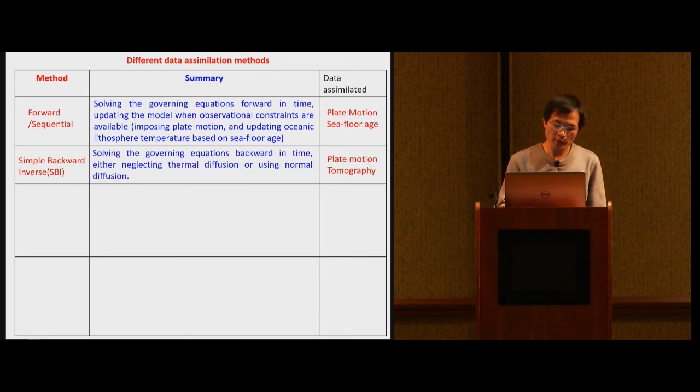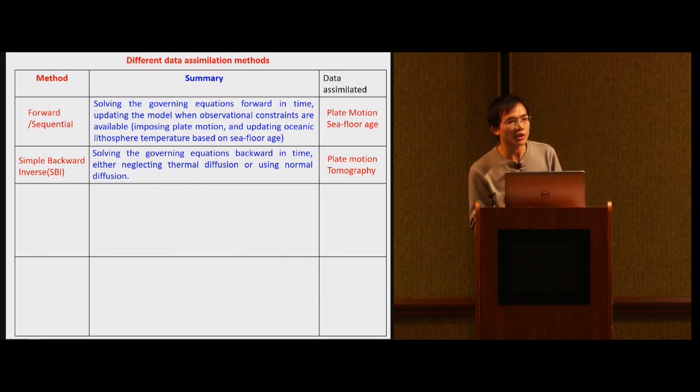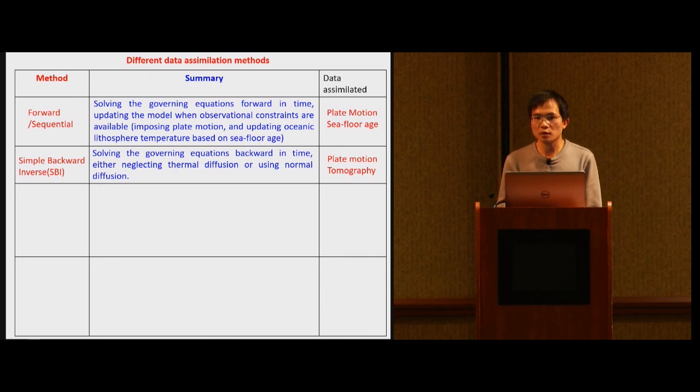However, the problem for forward or sequential data assimilation is it does not have a proper initial condition, since we are solving time-dependent governing equations. To solve this, people first proposed a simple backward inverse model. For this model, we solve the governing equation backward in time, and we neglect the thermal diffusion or use the normal thermal diffusion. However, as we know, thermal diffusion is not invertible in time. So this is also problematic, especially as it cannot properly resolve the nonlinear behavior of the mantle.